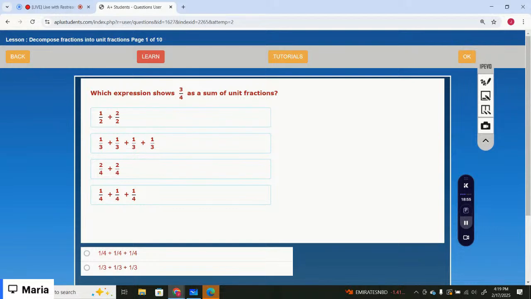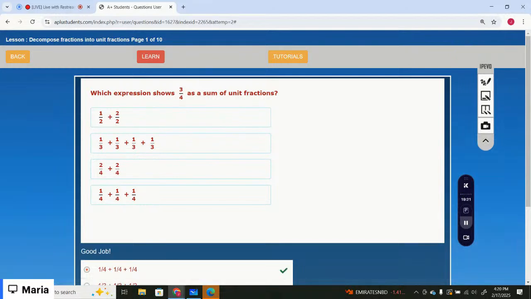Which expression shows 3 by 4 as a unit fraction? So which is the correct option? That's the one we just did in the tutorial. That is 1 by 4 plus 1 by 4 plus 1 by 4. Option number 1 is the correct option. As I explained, the denominator must be the same. You can just decompose the numerator. Like you can write 3 as 1 plus 1 plus 1. So option number 1 is the correct option.